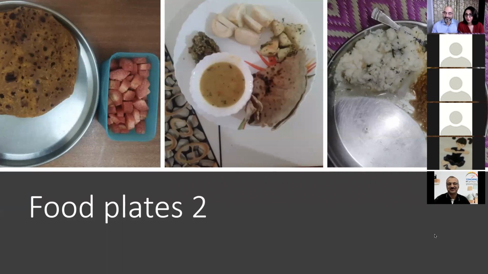Now let's have a look at the right-hand side plate. Anyone wants to comment? What needs to change in the plate, or what we can add? Is fat missing in the third plate? Yeah, it's basically very simple carbs. It's only rice, maybe some vegetables in it, but no fat and no proteins.